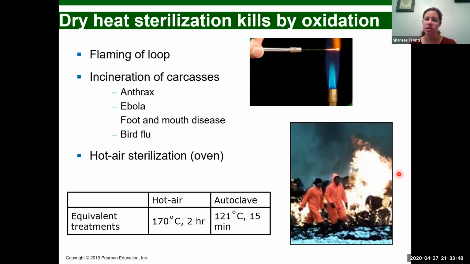Another method is dry heat, and dry heat is going to kill through oxidization. An example of a dry heat sterilization is flaming the loop, like you guys have done in lab, for those who are in lab. Another thing would be putting things in the oven. So you can sterilize them by just putting them in the oven at 170 degrees Celsius for 2 hours, similar to putting things in an autoclave. And also incinerating something. So for example, incinerating a carcass would kill the microbes that are in the carcass. So anthrax, Ebola, etc.